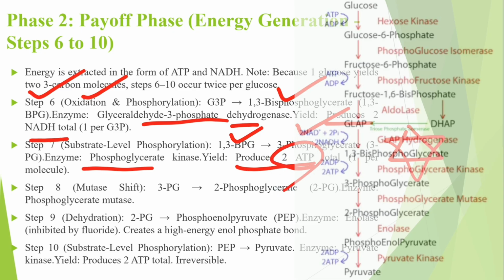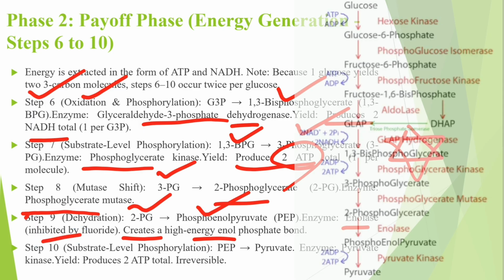Then step 8, which is mutase shift, 3 phosphoglycerate will be converted into 2 phosphoglycerate, and the enzyme involved is phosphoglycerate mutase. Step 9, which is a dehydration step, 2 phosphoglycerate will produce phosphoenol pyruvate, and the enzyme involved is enolase. It creates a high energy enol phosphate bond. This enzyme is inhibited by fluoride.